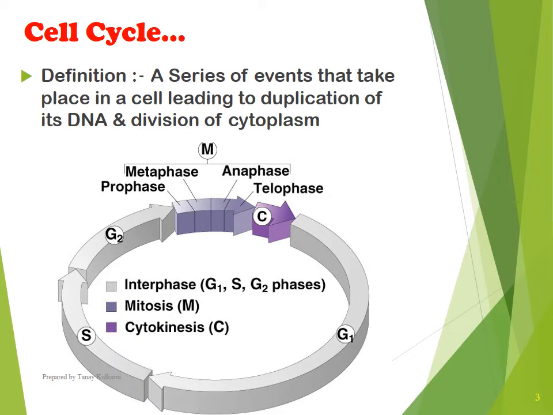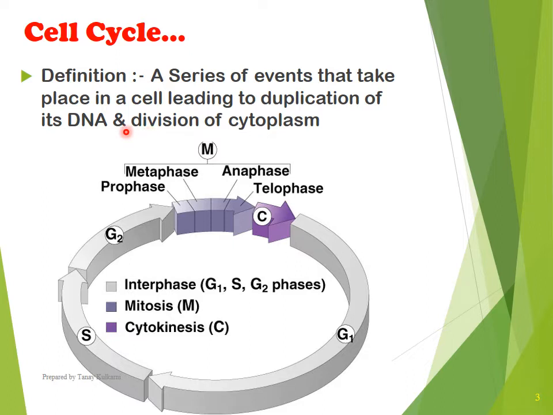Cell cycle is defined as a series of events that take place in a cell leading to the duplication of its DNA and the division of cytoplasm. What does this mean? Now if you see, in this definition, these are the two important words: the duplication of DNA and the division of cytoplasm.